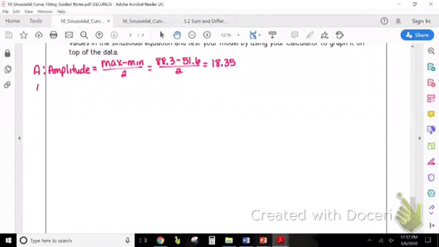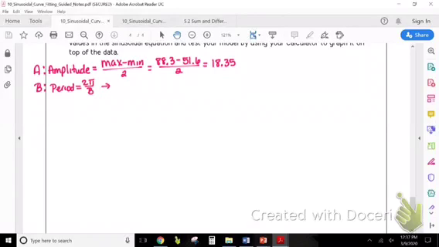All right. B. What do we use to help us find B? What's 2 pi over B? That's the period. So remember, the period is 2 pi over B. So what is the period of this one?